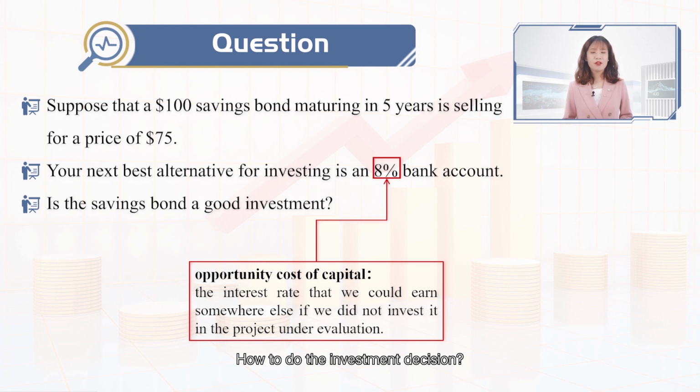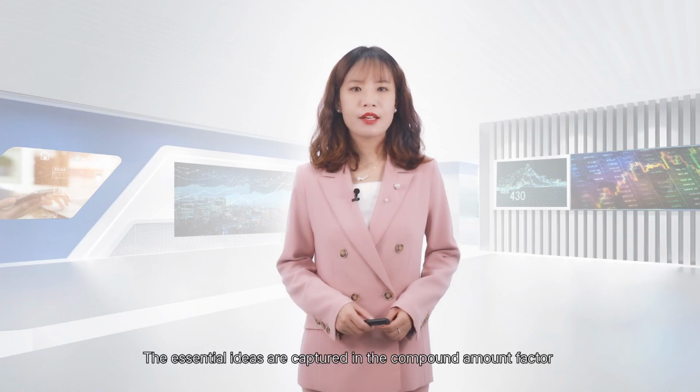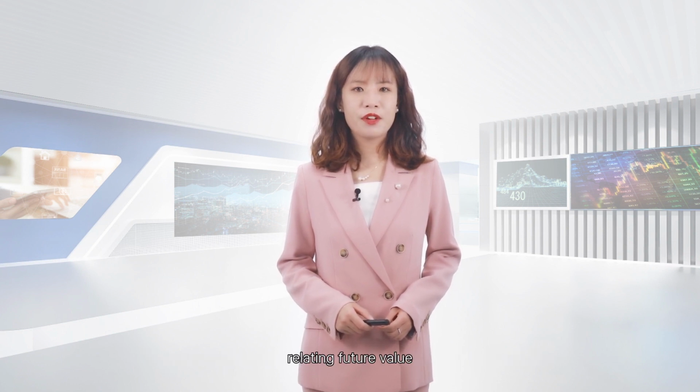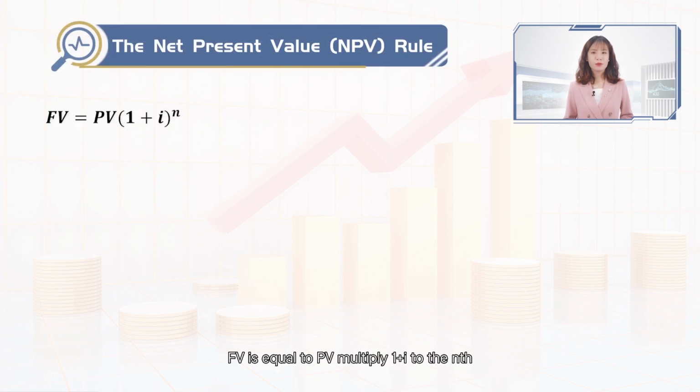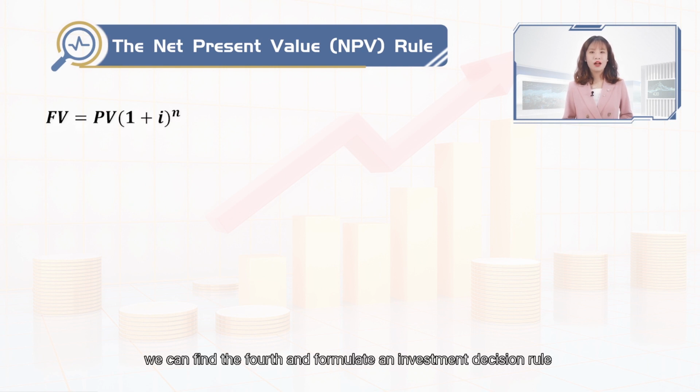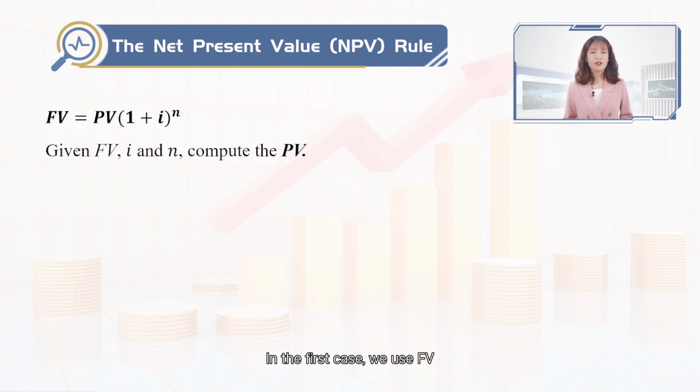How to make the investment decision? The essential ideas are captured in the compound amount factor relating future value, present value, the interest rate, and the number of periods. That is, FV is equal to PV multiplied by (1 plus I) to the nth. Given any three of the variables in this equation, we can find the fourth and formulate an investment decision rule based on it. In the first case, we use FV, I, and N to compute the PV.